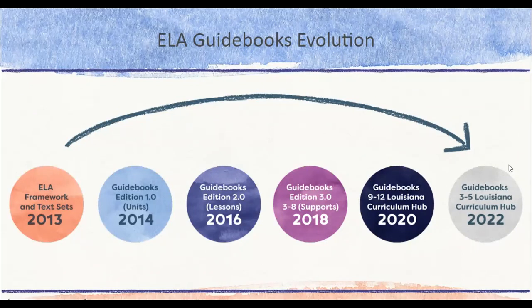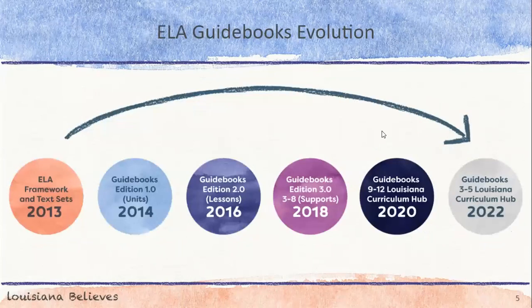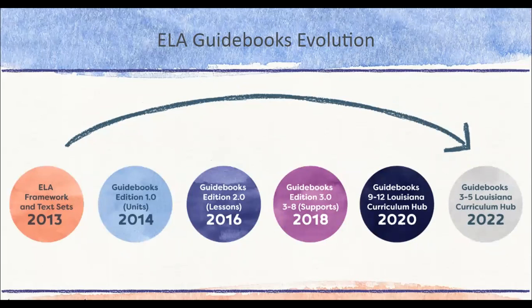The ELA Guidebooks 3-5 2022 updates focus on two main areas: writing integration and assessment design. The direct feedback from the field assisted the department in determining what updates to make to the ELA Guidebooks 3-5 2022. And we are very excited to continue to grow and enhance this English language arts curriculum that is truly made by teachers for teachers.